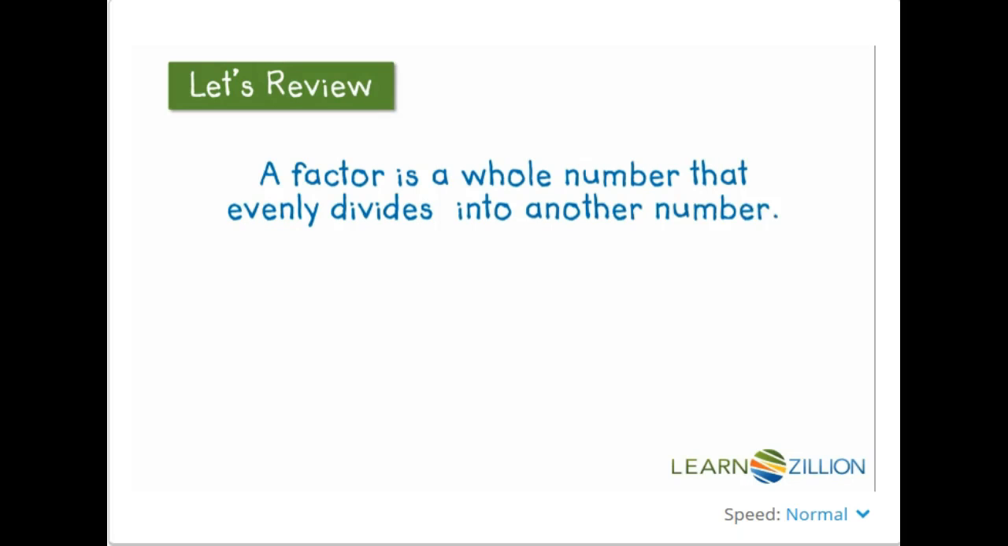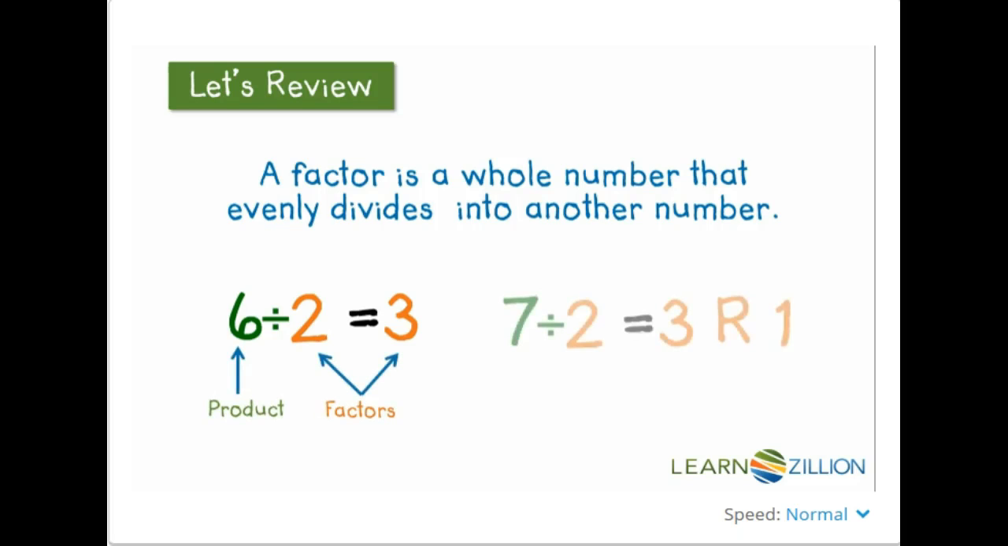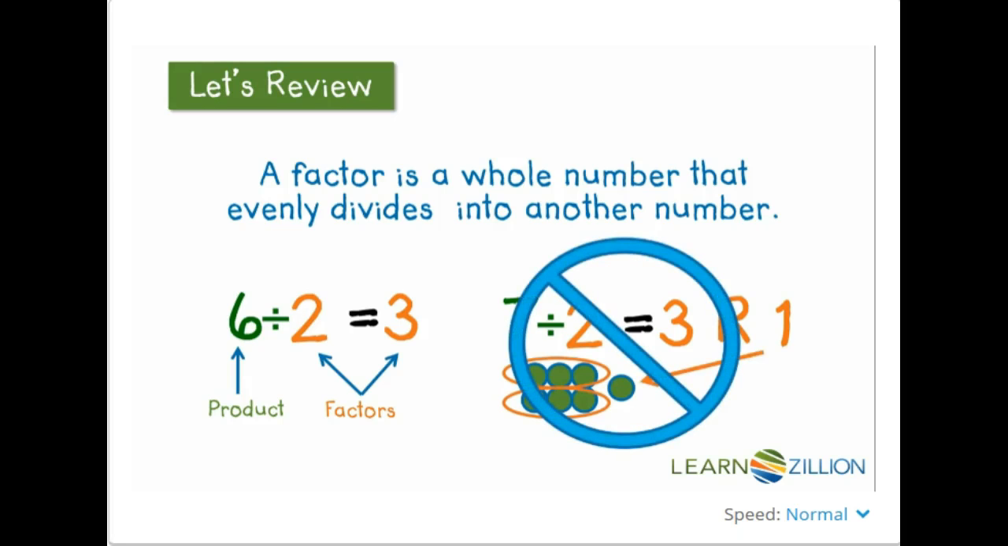Let's look and see what this looks like. 6 divided by 2 equals 3. 2 is a factor of 6 because it goes in evenly 3 times. So the 2 and the 3 here are the factors. Let's look at 7 though. If we take 7 and try to divide it by 2, we get 3 with a remainder of 1. And with a remainder, that is not a factor then. So 2 is not a factor of 7 because there was a remainder. It didn't go in evenly.